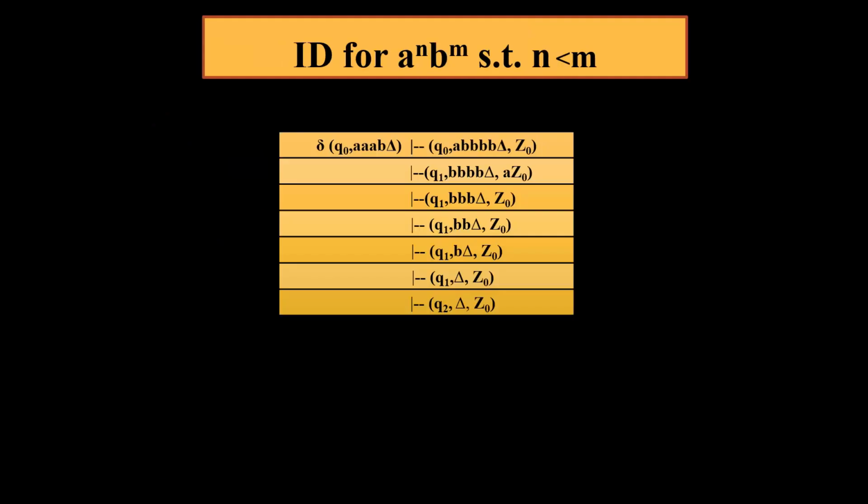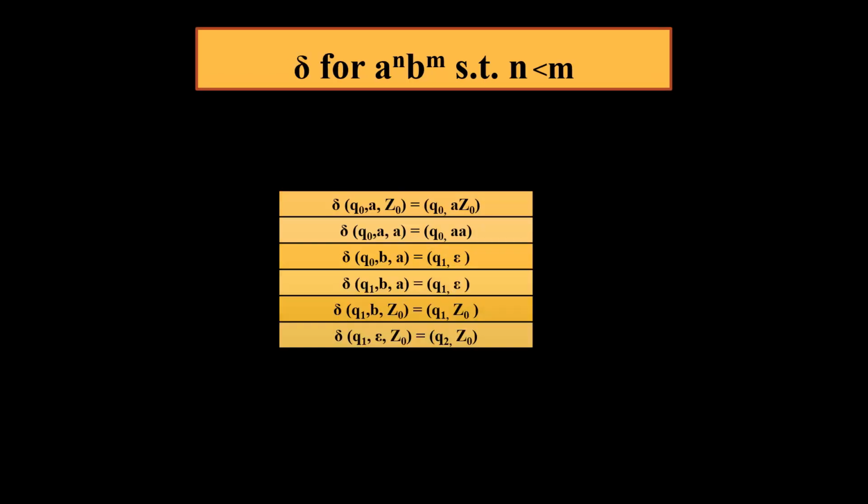This is the instantaneous description for a^n b^m such that number of a is less than number of b, and the transition function corresponding to a^n b^m is given here.